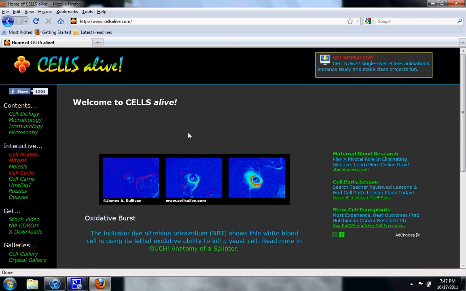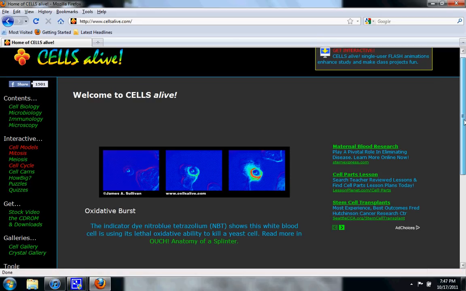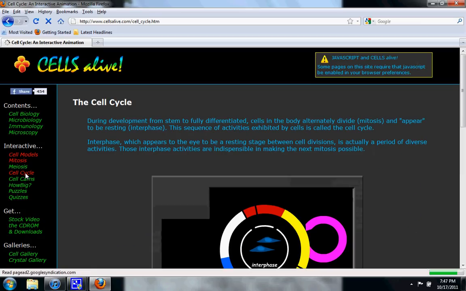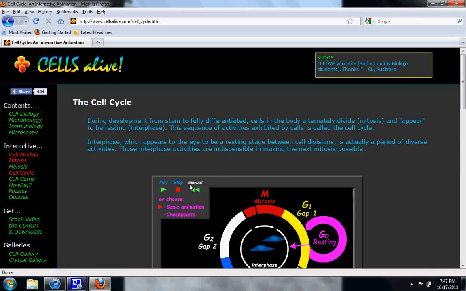Remember, we're in kind of a cancer unit, so we're talking about cells and how they divide. One of the best places to learn about cells and to practice the cell parts too is this website called Cells Alive. I got to it through my Moodle page. The link you would want to click on, as you can see with my cursor right here, is Cell Cycle. I'm going to stop that sound for a second, and I'll tell you about this.